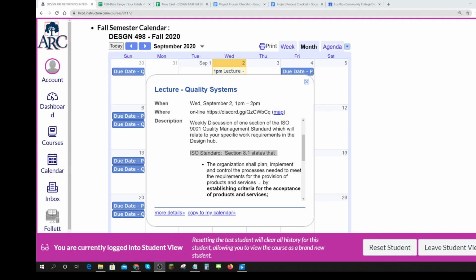That's a great thing. Okay, so the ISO is International Standards Organization, and they've made a standard called the 9001 that helps organizations manage their quality.